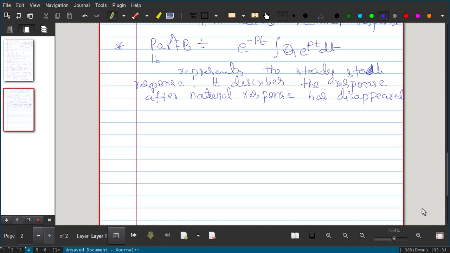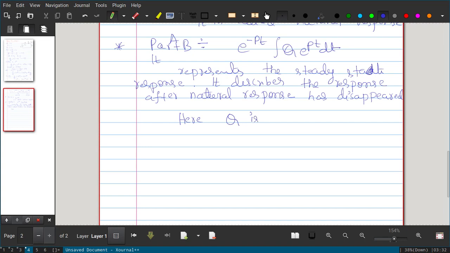So this part B is something to do with the forcing function. You can see that we defined Q as the forcing function divided by L, which is V naught divided by L in this case. So part B will tell us, when the natural response has disappeared, what the final or steady state response is.